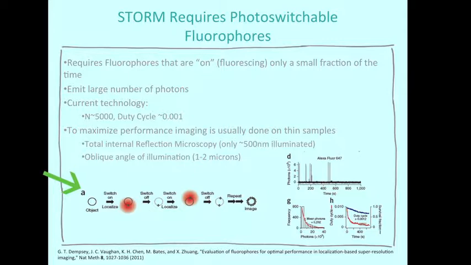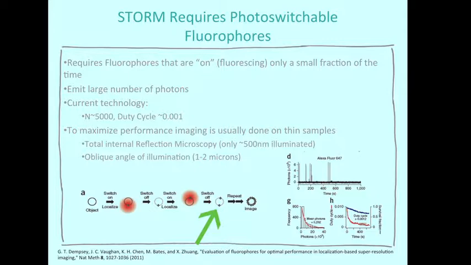So basically, if you have a structure that's a ring and you label it with a bunch of fluorophores, you want to be able to image each fluorophore one at a time. So if this fluorophore is on, you're going to get a blob of light like this, which is pretty big compared to the structure. But if you can localize that center and plot it, and then image the next one, you can map out your structure.